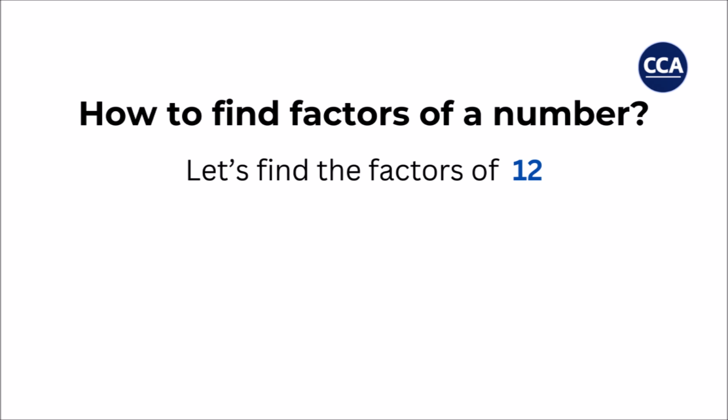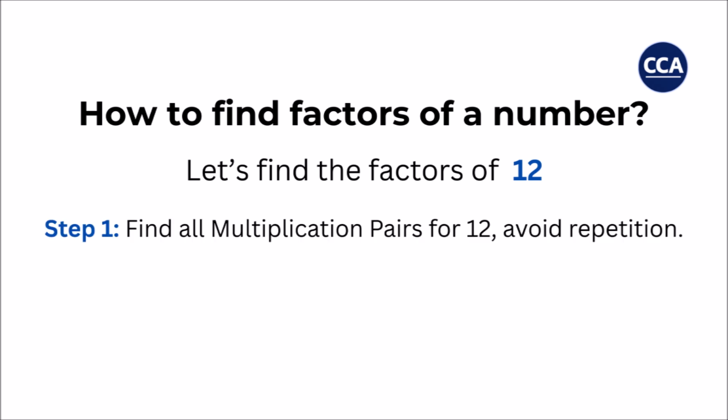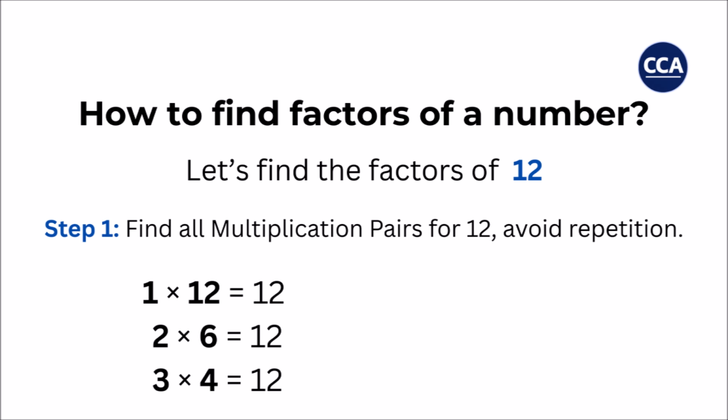Let's find the factors of 12. Step 1. Find all the multiplication pairs for 12, but avoid repetition. That means finding which numbers multiply to give 12. Starting from 1. The first pair would be 1 multiplied by 12 equals 12. Then, 2 multiplied by 6 equals 12. And finally, 3 multiplied by 4 equals 12.